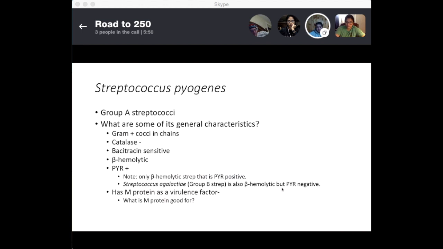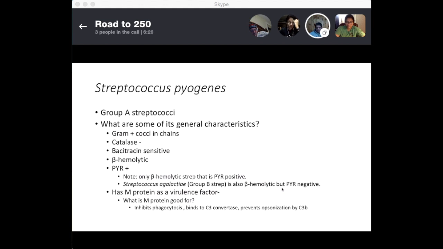What is M protein good for? What do M proteins inhibit? Coagulation? I said cell wall adhesion. Okay, any other guesses? So it inhibits phagocytosis.